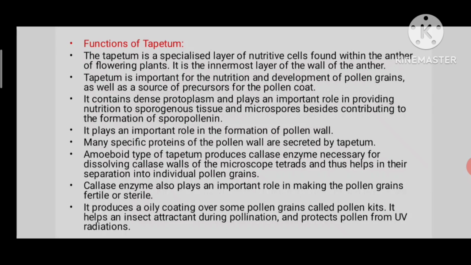Amoeboid type of tapetum produces callase enzyme necessary for dissolving callose walls of the microspore tetrads and thus helps in their separation into individual pollen grains. Callase enzyme also plays an important role in making the pollen grains fertile or sterile. It produces an oily coating over some pollen grains called pollen kit. It helps as an insect attractant during pollination and protects pollen from UV radiations.